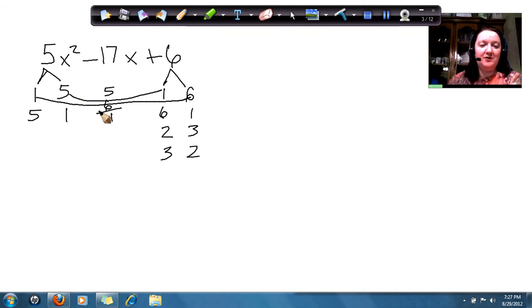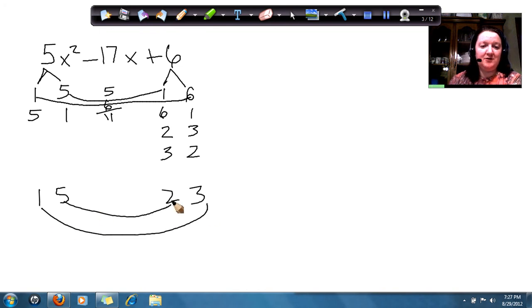If I do 1 and 5, let's try it with a 2 and 3. Write it down here so you can see what I'm doing. So I'm looking at my inside terms and I'm looking at my outside terms. Here I would get 10 and here I get 3. Well, that's 13. I'm looking for a negative 17, so that's not going to work. Let's try the next pair, 3 and 2.